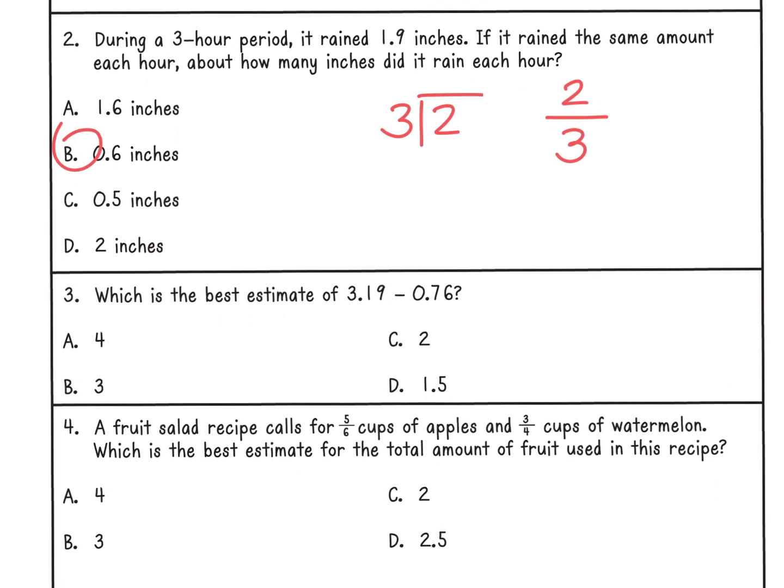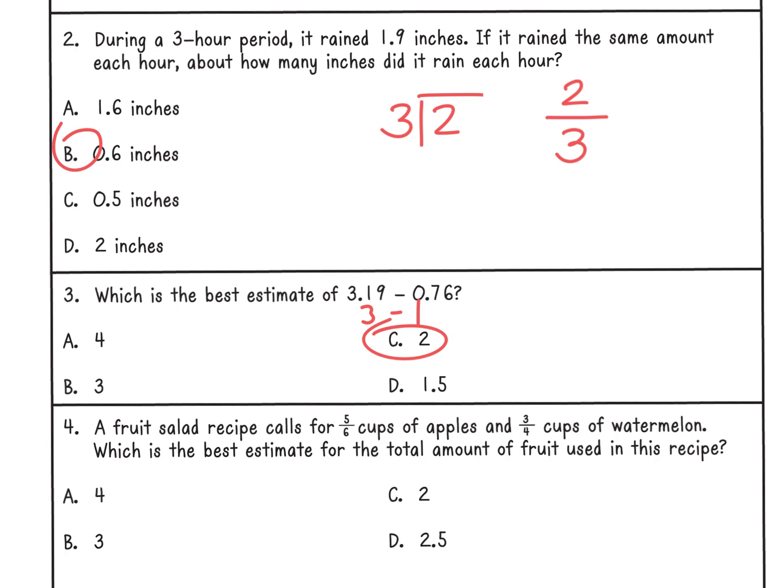Okay, number 3. I'm going to round each of these to make them easier to work with because look at how most of my answers are given to me. Most of them are whole numbers. So 3 and 19 hundredths. Think about money. Is $3.19 closer to $3 or $4? $3. Would 76 cents be closer to nothing or $1? $1. So what's 3 minus 1? 2. Make it easier on yourself. When it says estimate, you're not looking for the exact, you want to round.